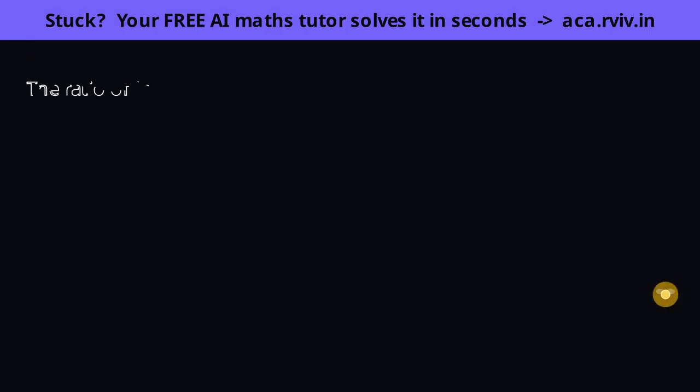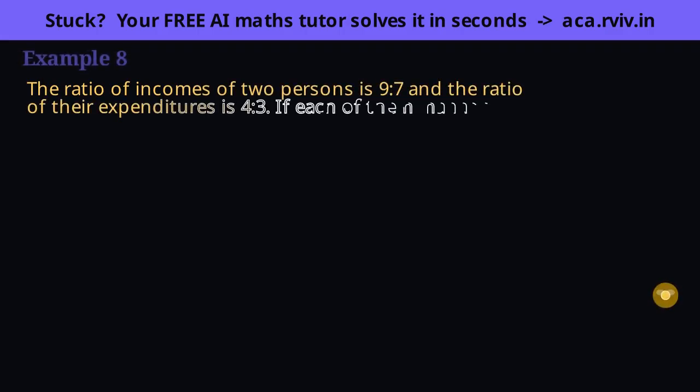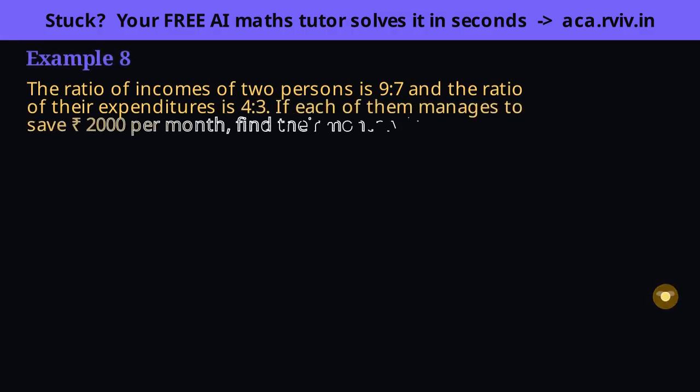There are two clever ideas here. First, how a single letter captures a whole ratio. Second, a brand new method, elimination, that shines when substitution would get messy. Let's meet both. Here's the ratio trick.